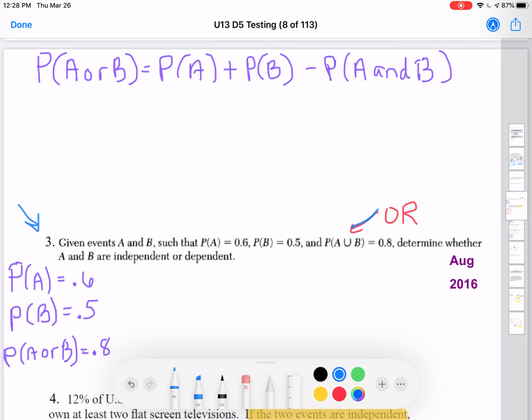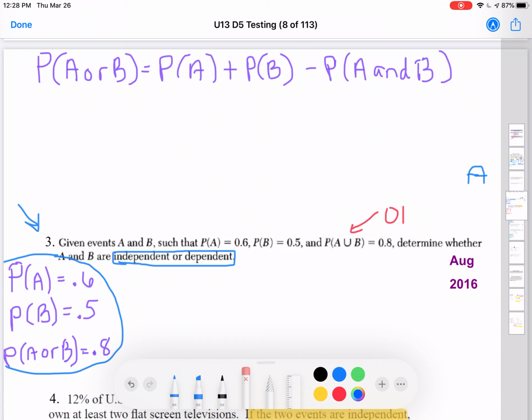This guy right here is the OR symbol. Union is OR. Easy way to remember it because remember, the intersection symbol, the upside down U, can be turned into an A, which is AND. Okay? All right, so I took all the information, I put it off here to the side, and I want to determine whether they are independent or dependent.